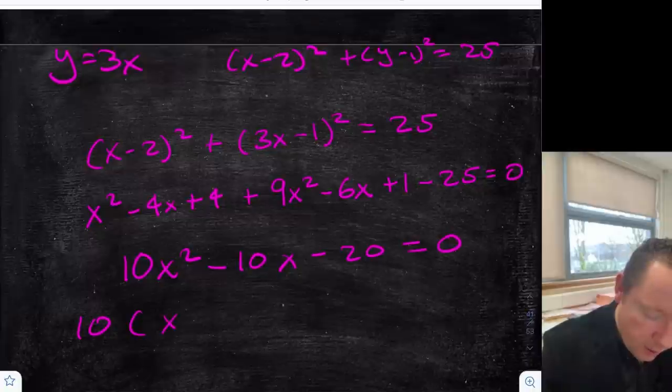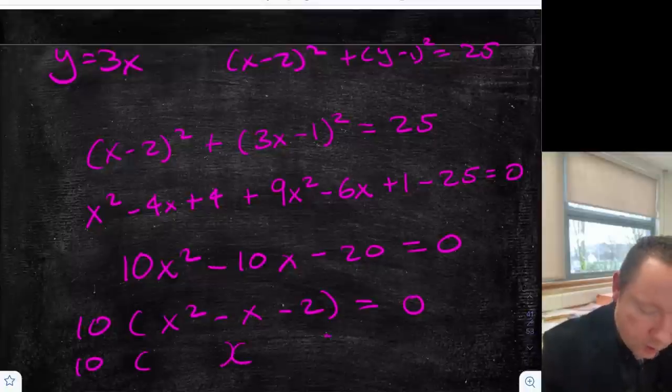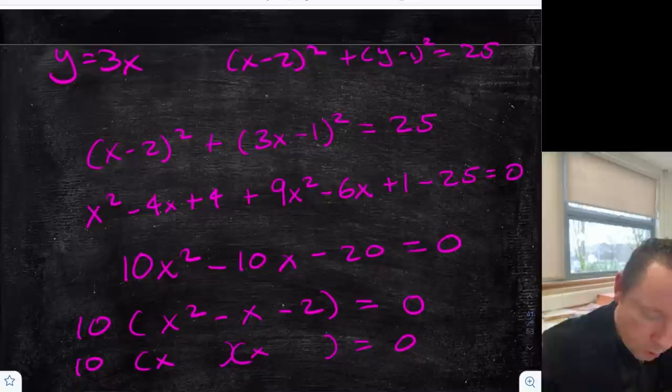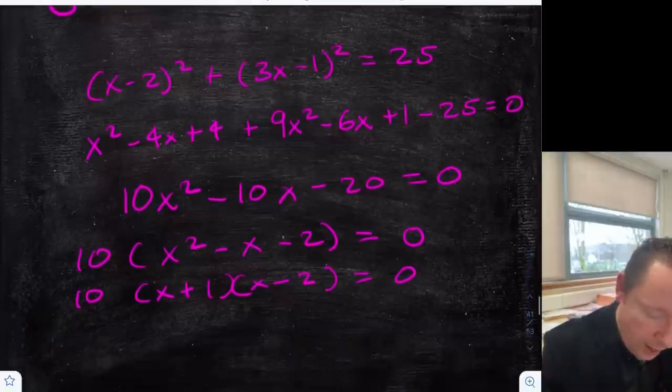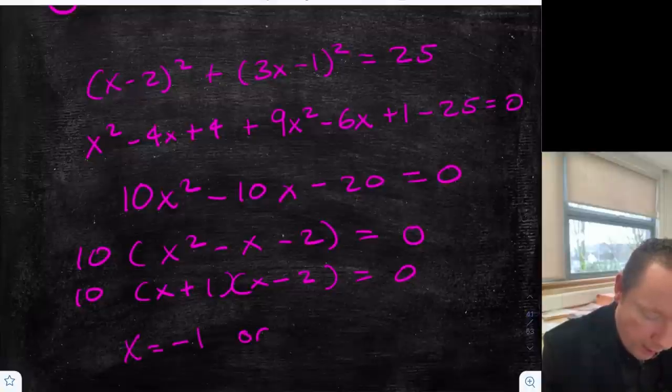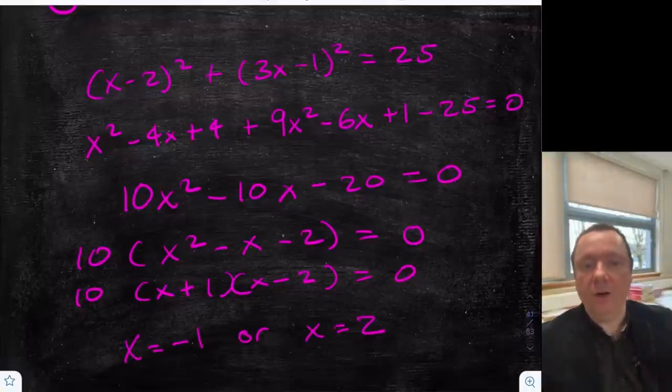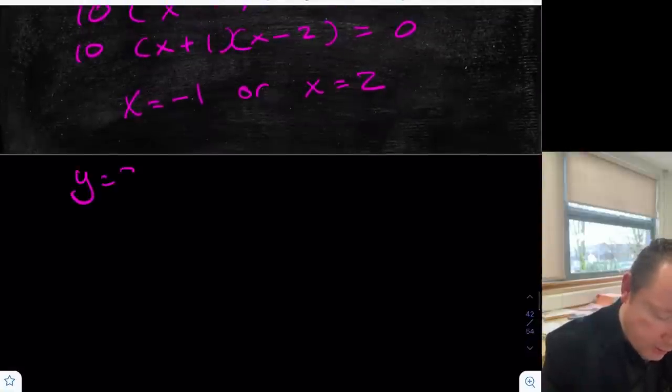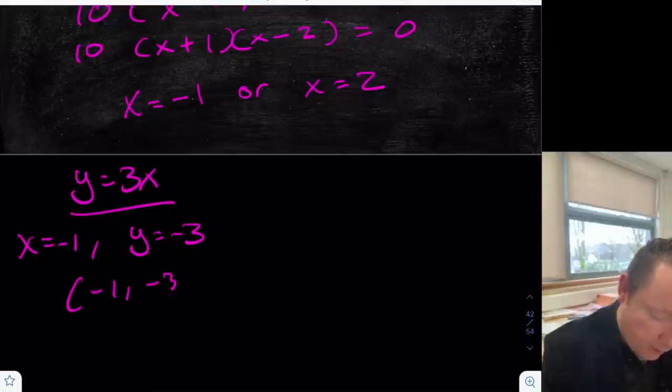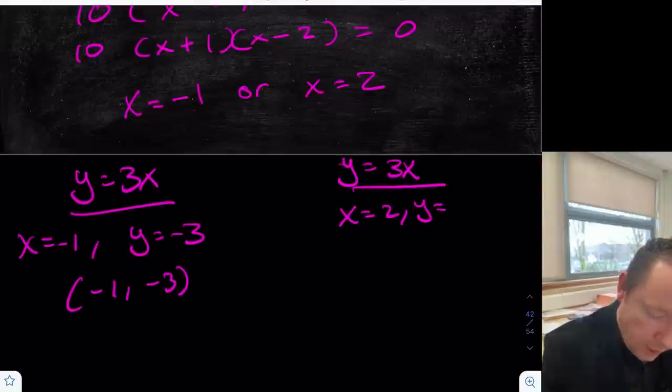10 is a common factor: x squared minus x minus 2. So hopefully it's factorizable. 2 and 1. We want to get minus 1, so it's minus 2 plus 1 is minus 1, and minus 2 times 1 is minus 2. So x equals minus 1, or x equals 2. We've got our x points, now we need to get our y points. So when y equals 3x, x equal to minus 1, y equals minus 3. The point is minus 1, minus 3. And for y equal to 3x, where x equals 2, y equals 6. So our point is 2, 6. There's our 2 points of contact. And we're done there.